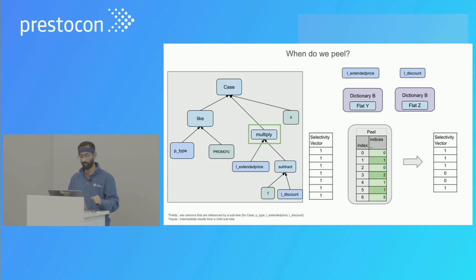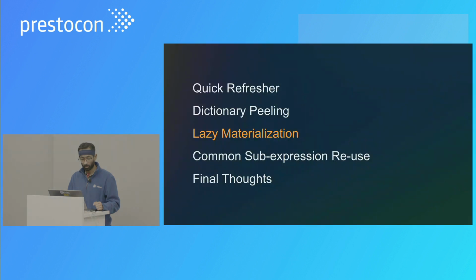So this is the perfect condition where you can actually peel both of them and then also transform the selectivity vector, like we discussed before. All right, that's about peeling.